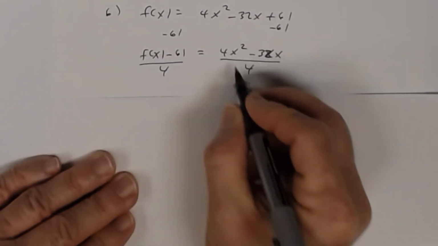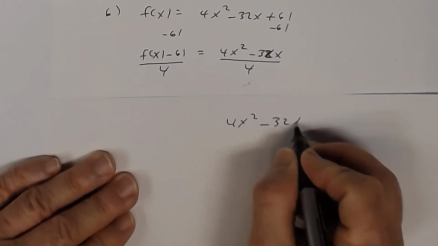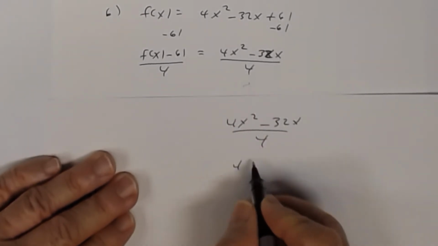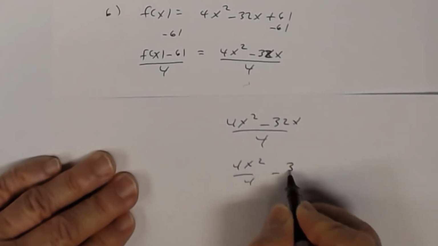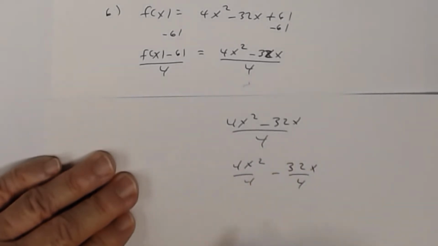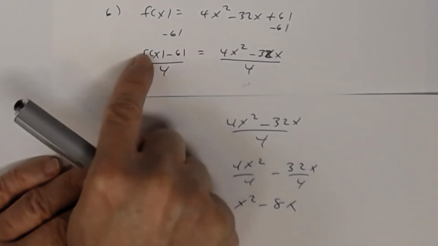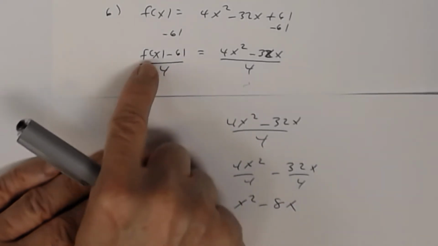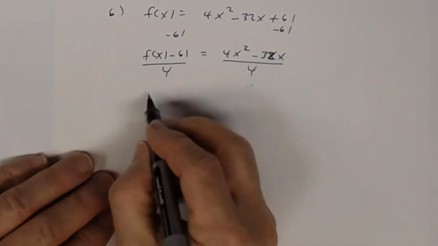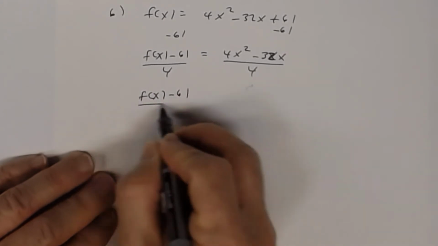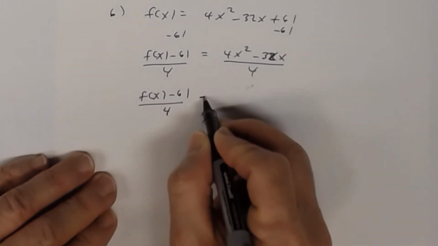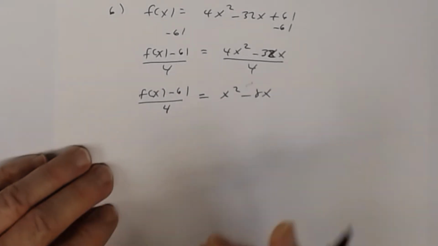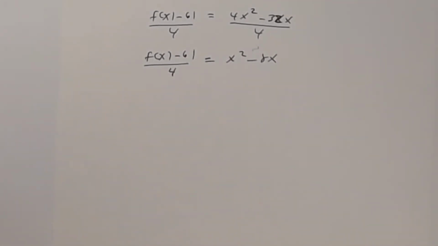So let's start with this here. 4x squared minus 32x divided by 4, I can write as 4x squared divided by 4 minus 32x divided by 4. And so this becomes x squared, 32 divided by 4 is 8, minus 8x. And so that is going to be this. I said I was going to rewrite this as 2 separate parts, but I'm going to leave it as that for right now. So this becomes f of x minus 61 divided by 4 equals x squared minus 8x. Okay?